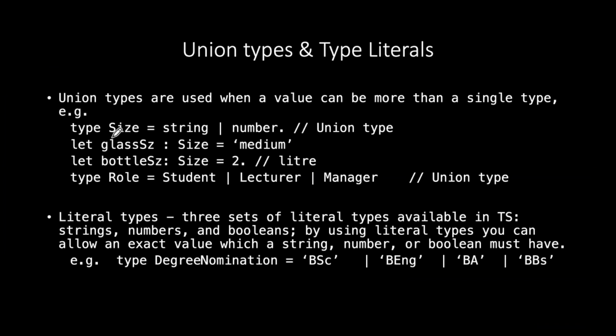And I've got a variable called glass size. It's of type size, and I'm assigning it the string medium. So that matches up with this here, and the compiler is happy with that. I've got another variable called bottle size. It's of type size as well, but I'm assigning it a number. And the compiler is happy with that as well, because my union type here says it could be a string or a number.